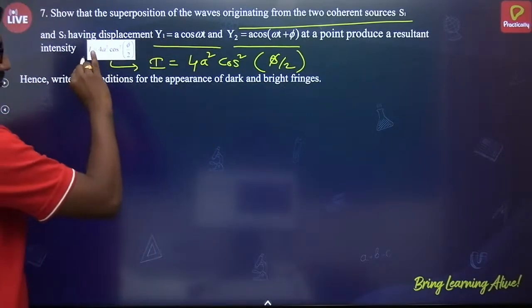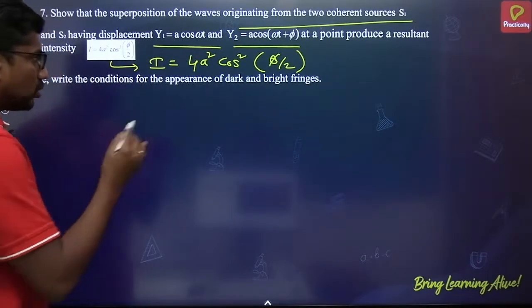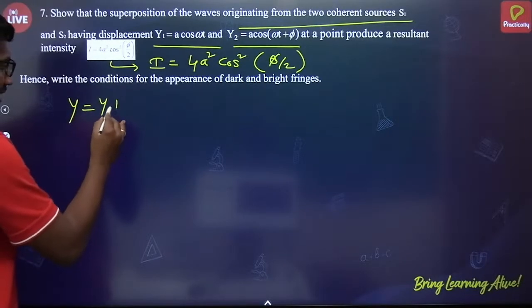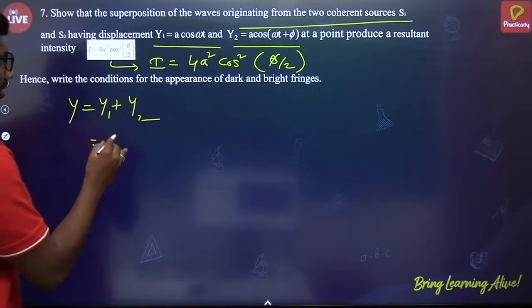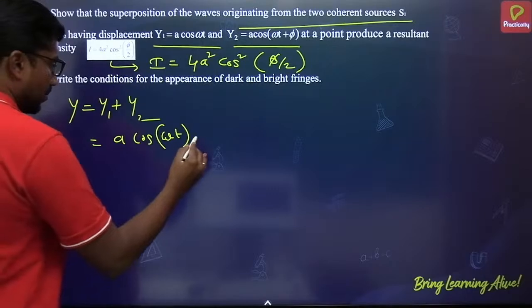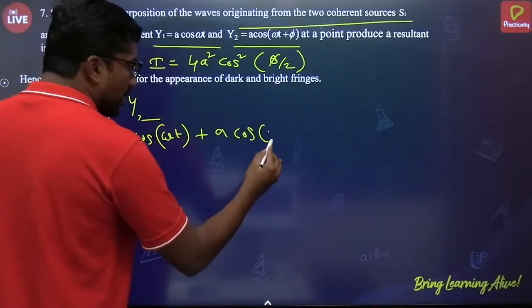So then they said on superposition. When those two are superimposed, the resultant will become y is equal to y1 plus y2. All right. So what is y1 here? A cos omega t. Plus y2, what is y2 here? A cos (omega t plus phi).